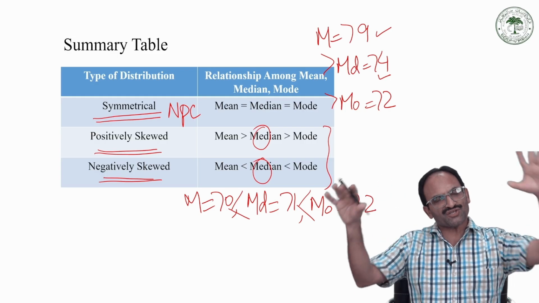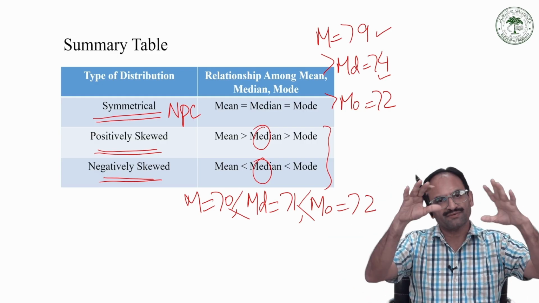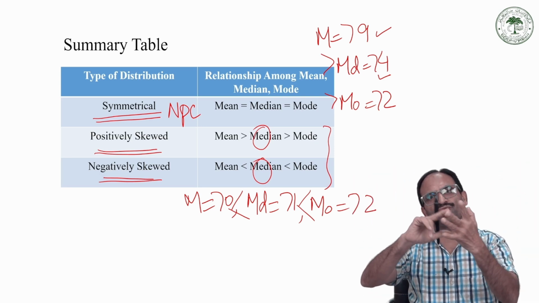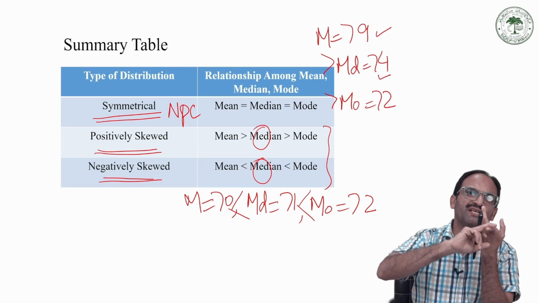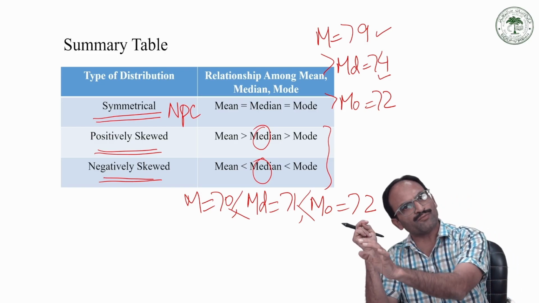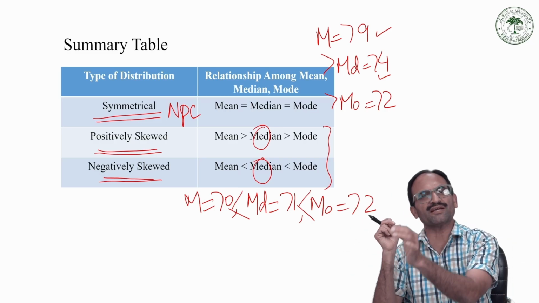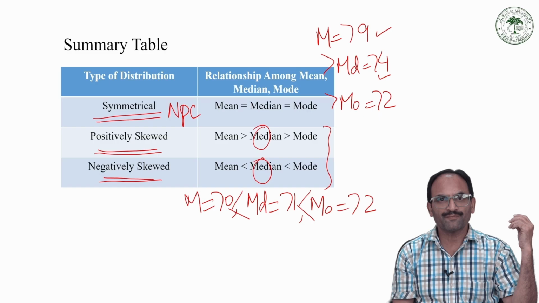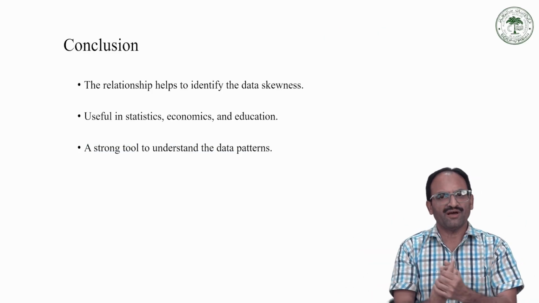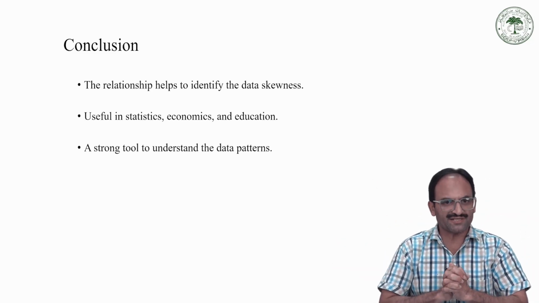So in a nutshell, remember this table. Let me summarize it. For the perfectly symmetrical distribution, mean, median and mode will be equal. For the positively skewed distribution, mean will be greater than the median and median will be greater than the mode. But for the negatively skewed distribution, mean will be less than the median and median will be less than the mode. Conclusion. What we have learned during these 20-25 minutes.